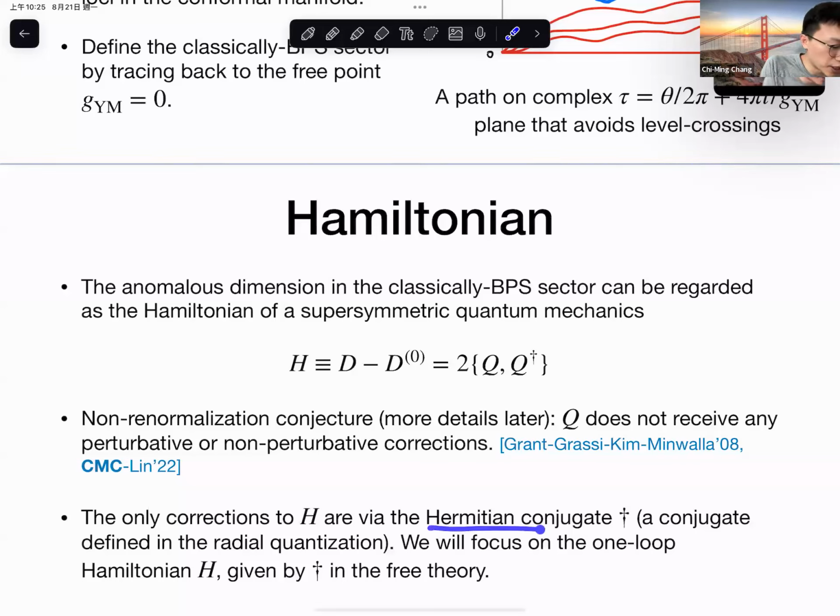So this g Yang-Mills correction, through the Hermitian conjugate, would give you the correction of the Q dagger, and then give you a correction of the one-loop Hamiltonian. If we focus on just one loop, it might not be clear to you, but at this order the Q dagger can be taken to be the one in the free theory. But I think I will explain this a bit more in a later part.